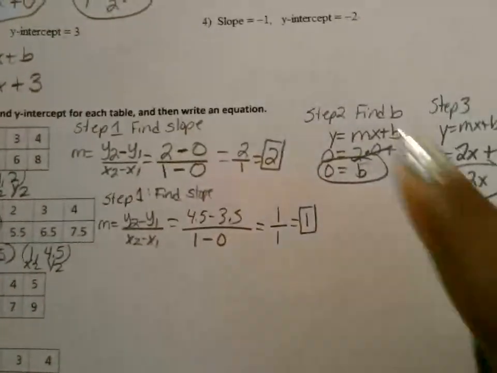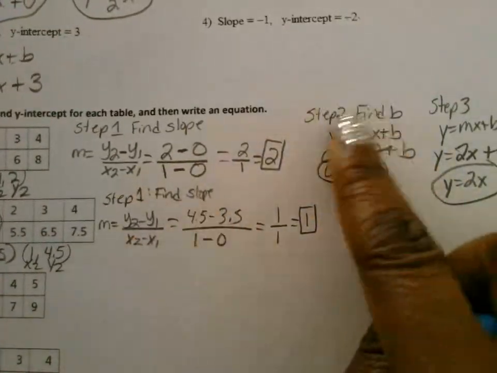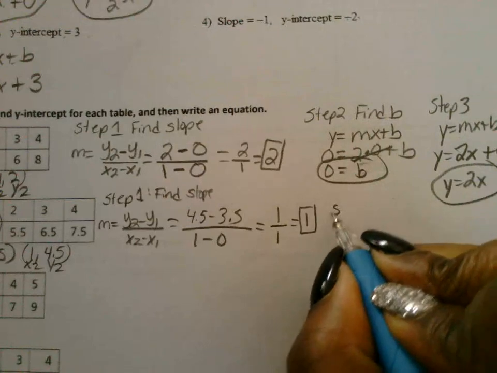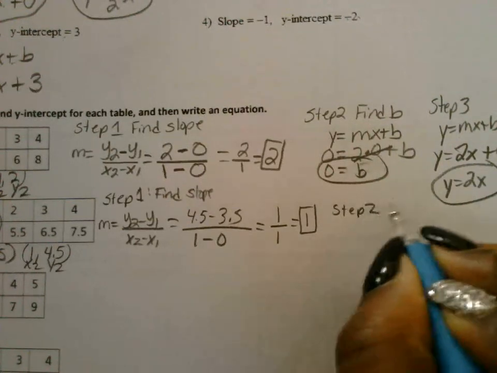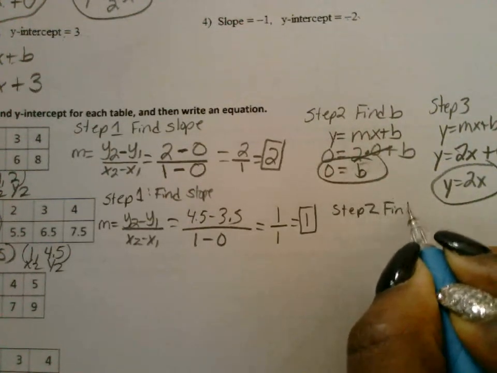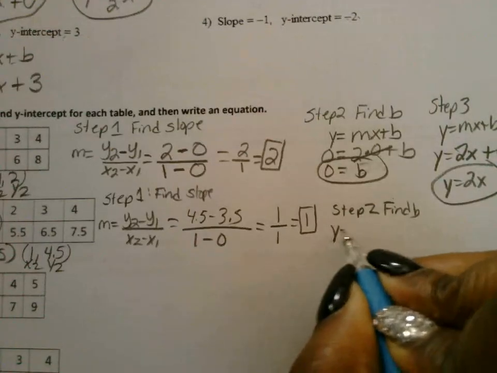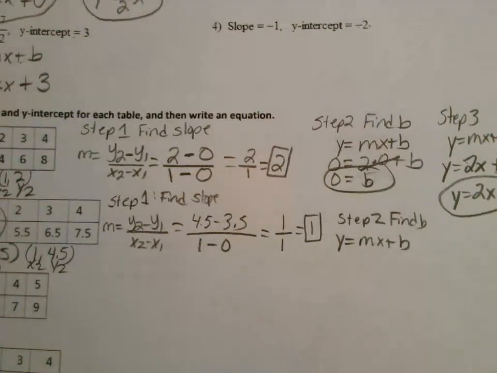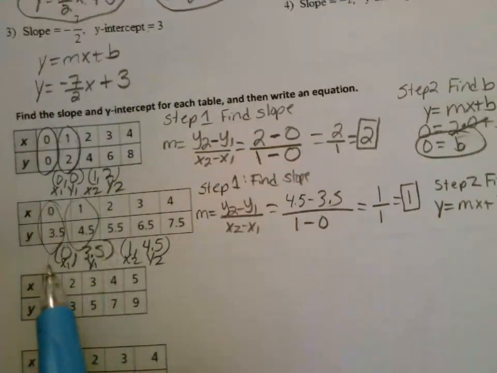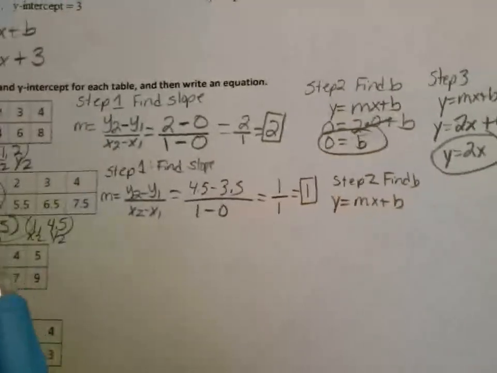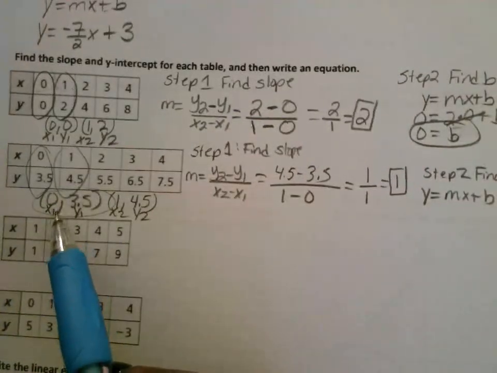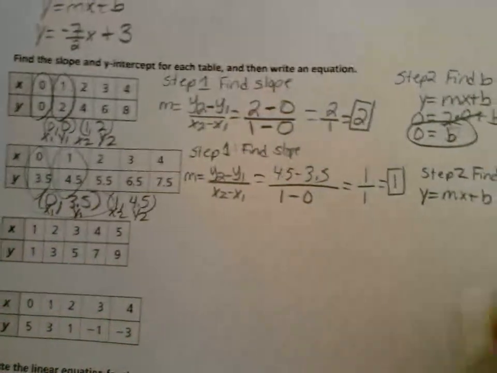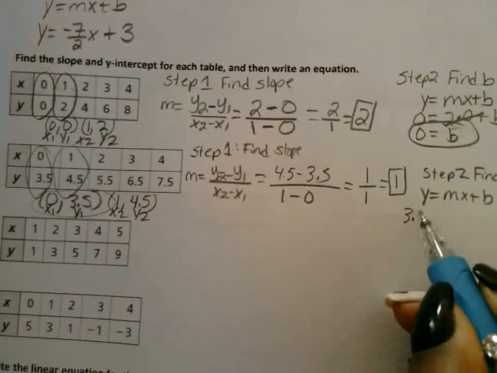Okay? My second step. So I found the slope. My second step is to find b. You use the slope-intercept form, y equals mx plus b. So you're going to pick, I'm going to pick the easiest point. I'm going to pick this one right here, 0, comma, 3.5. So if I'm choosing that point, my x is going to be 0 and my y is 3.5. So I'm going to plug in 3.5 for y.